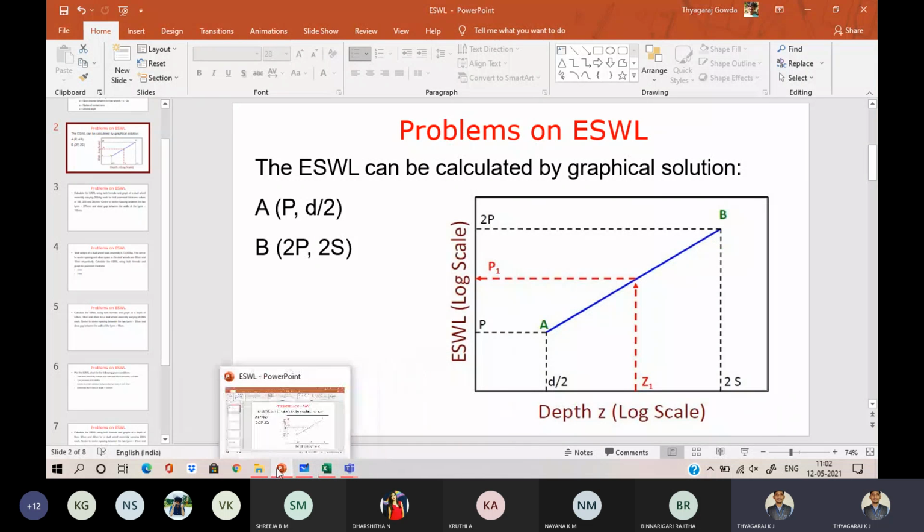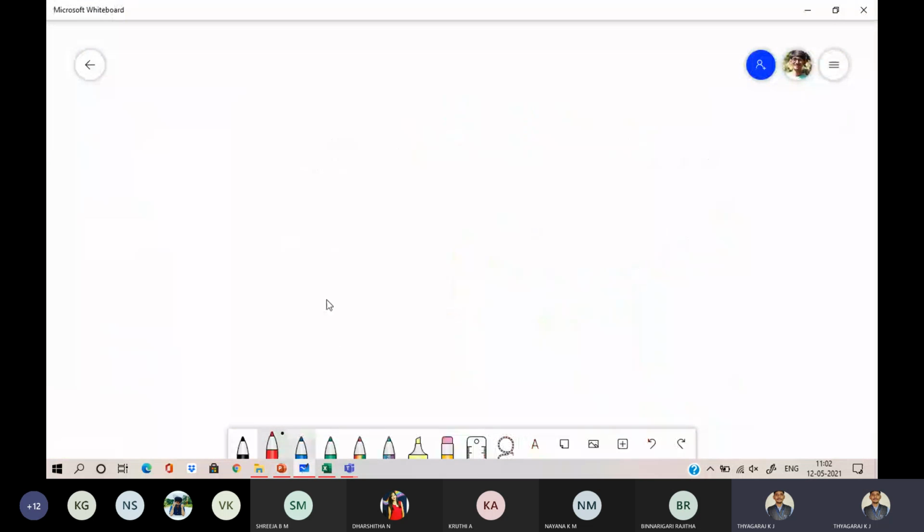We will consider the first problem. Tell me, what is the P value they have given? P value is 2044 kg. Then d is given as 110 mm. What is the S value? 270 mm.